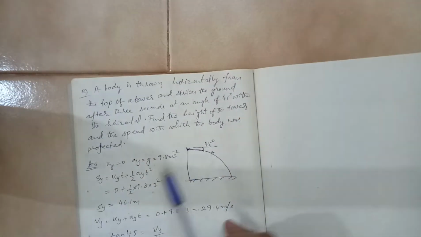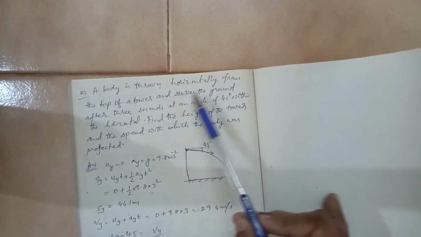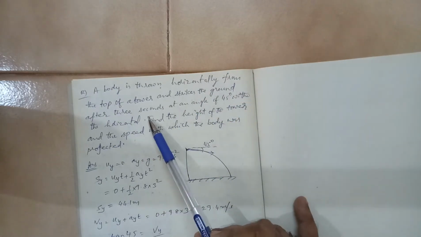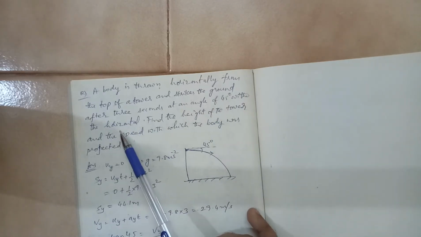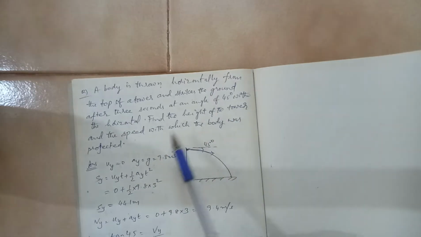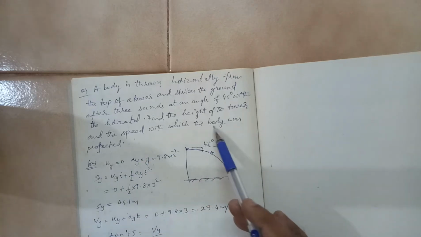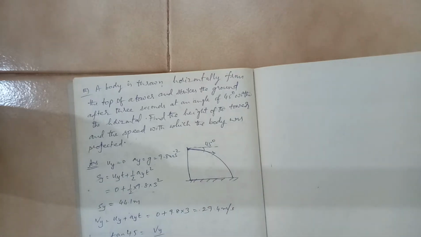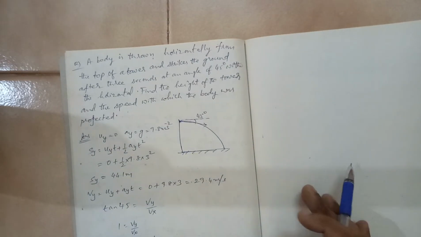Let us see another. A body is thrown horizontally from the top of a tower and strikes the ground after 3 seconds. So here time is given, and at an angle of 45 degrees with the horizontal. So the body is thrown making an angle of 45 degrees. Find the height of the tower and the speed with which the body was projected. So it is the same type of question, but here the parameters are different.